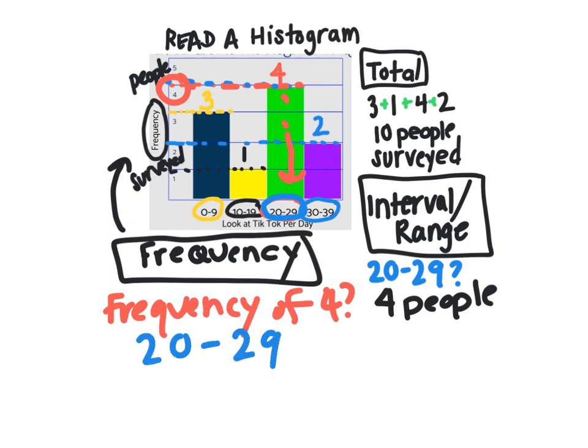So there's 3 basic parts of the graph people ask about. The total, the interval or ranges, which are here, or the frequency, which is here. Those are the 3 main questions you will always get about a histogram.